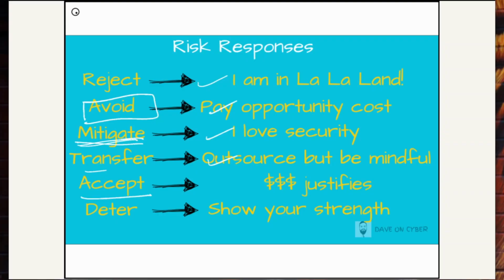You can accept the risk, but either a dollar figure should justify it, or you think that it's not going to cost the company any kind of reputational, financial or compliance damage, then you can accept the risk. Deterrence is all about showing your strength. Show your enemy who you are.